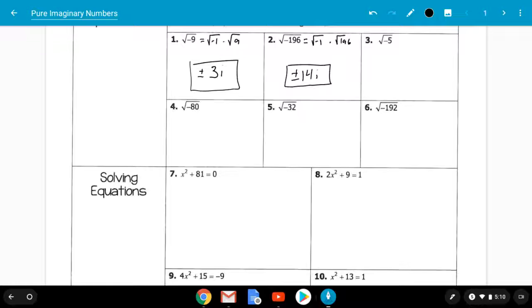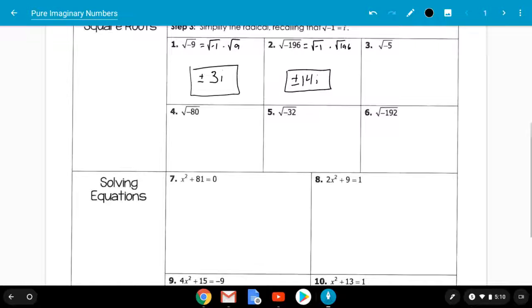Let's look at number 3. Square root of negative 5. Again, I'm factoring out the square root of negative 1. So now I have the square root of 5. It turns out the square root of 5 is simplified, so I would have the square root of 5 and then the i in front here.